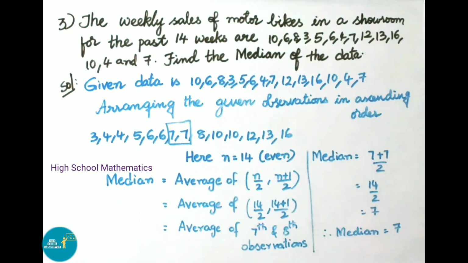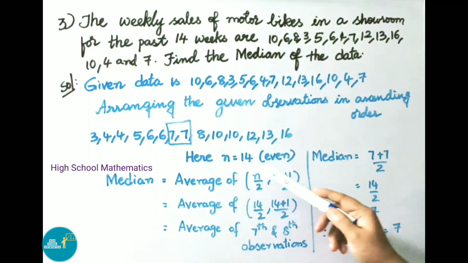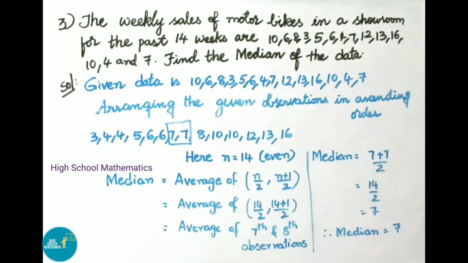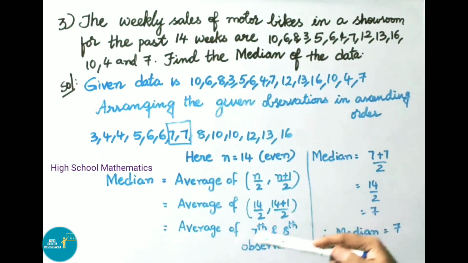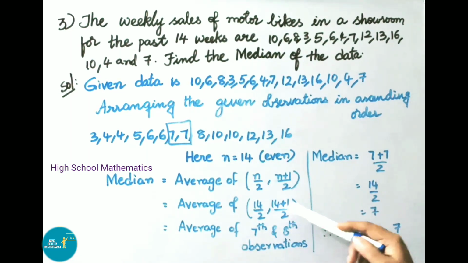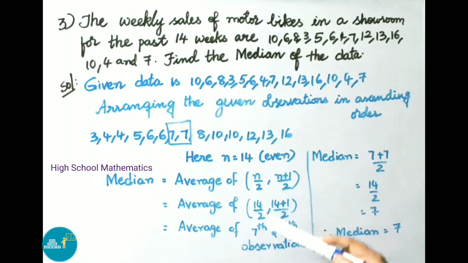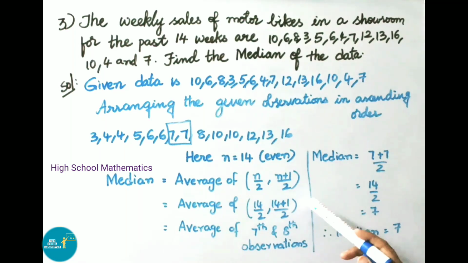and 16. Here number of observations were equal to 14. So n value is 14, which is even number. So median is equal to average of n by 2 and n plus 1 by 2, that is average of 14 by 2 and 14 plus 1 by 2. 2 table 14 is 7 times. 14 plus 1, that is 15 by 2, that is 7.5, which is taken as 8th observation. Therefore average of 7th and 8th observations we have to take.